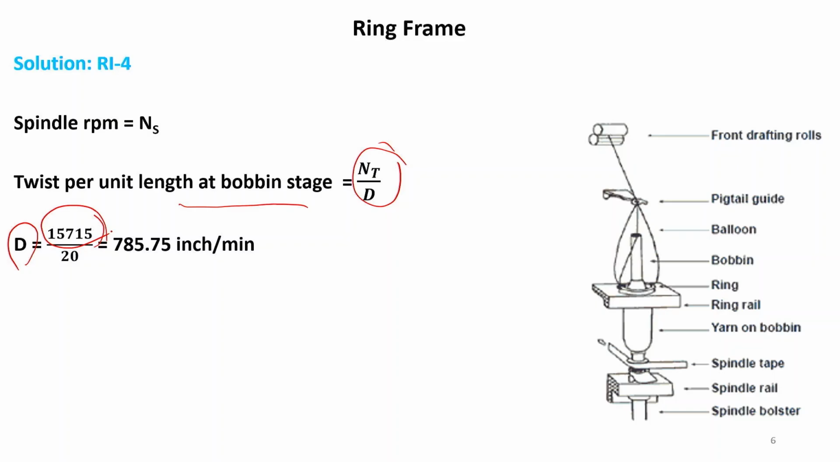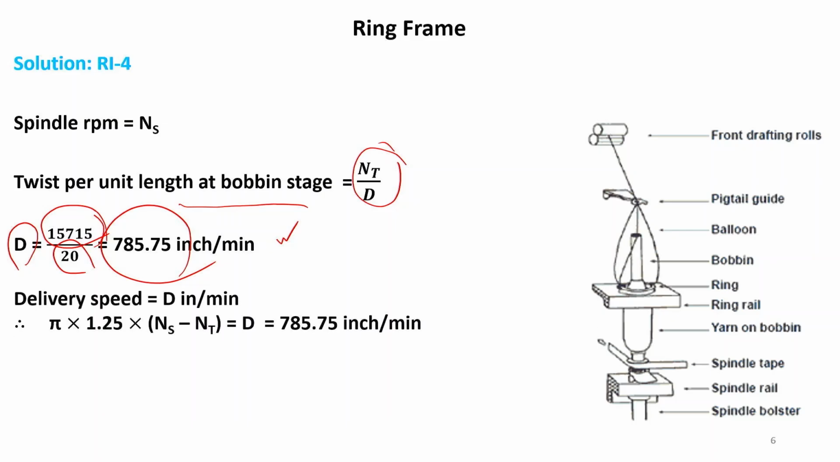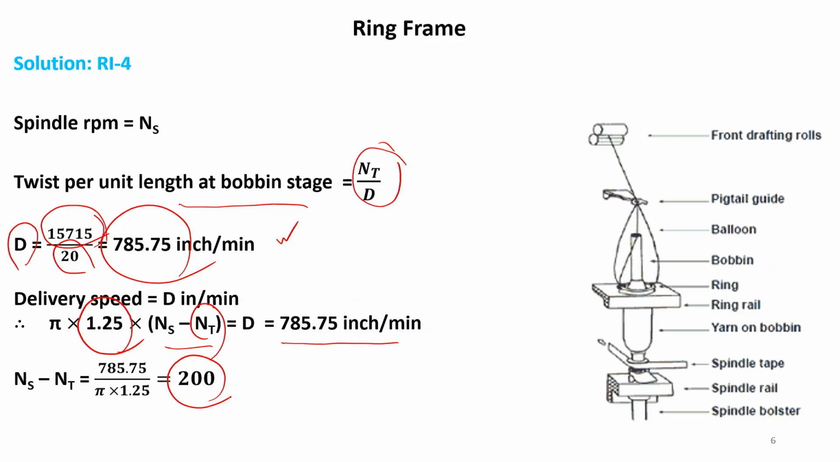Nt, the traveler RPM we have calculated as 15,715, and 20 is the TPI. So, delivery rate is 785.75 inch, that is the delivery rate, and the bobbin diameter was given. Bobbin diameter at that point is 1.25 inch. So, pi times 1.25 times Ns minus Nt, with Nt at that diameter being 15,715, and this is the delivery rate which is fixed. So, Nt minus Ns we have calculated, this is 200.